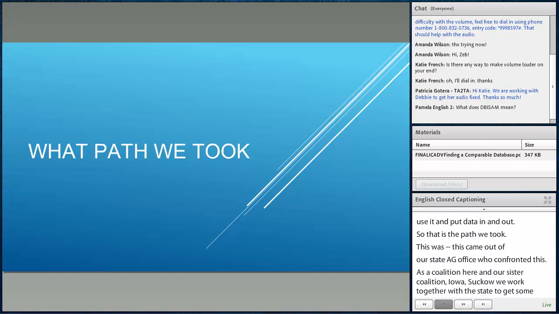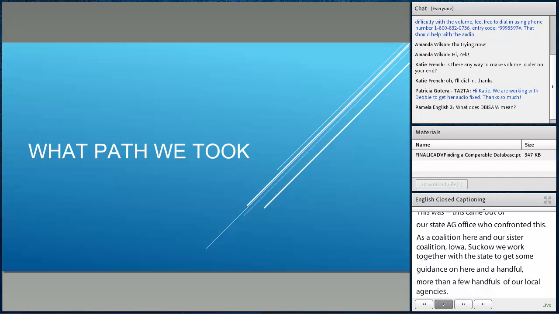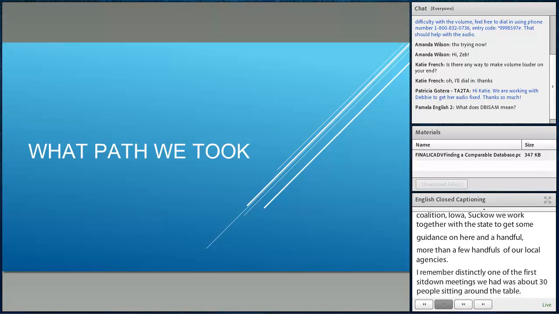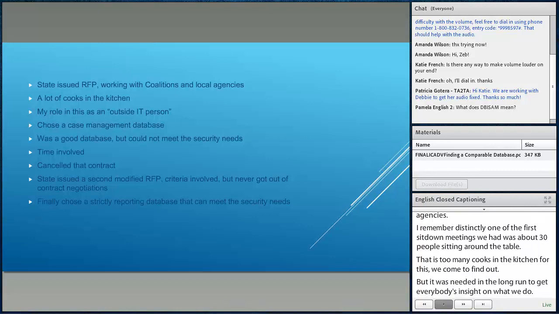I remember distinctly that one of the first sit-down meetings we had was about 30 people sitting around the table. That's too many cooks in the kitchen for this, we came to find out. But it was needed in the long run, to get everybody's insight on what we did. So, in essence, the state issued an RFP of what this database should look like for all the local agencies and the coalitions.